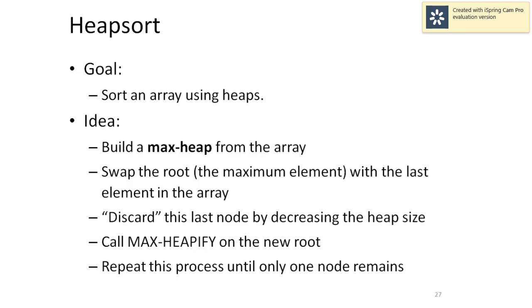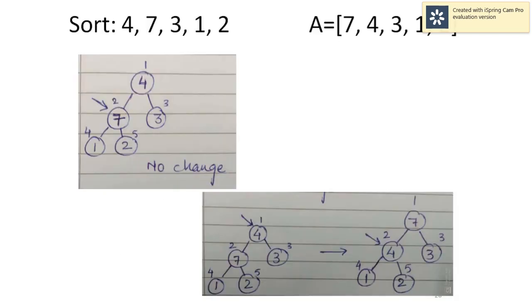We have to simply swap the root of the heap with the last element in the heap. We have to reduce the heap size by 1 and then call the max heapify function at the root node. We have to keep repeating this process till the number of nodes in the heap reaches 1. So let's say we are provided with an array with 5 elements: 4, 7, 3, 1, 2. The first step is to convert this array into a max heap.